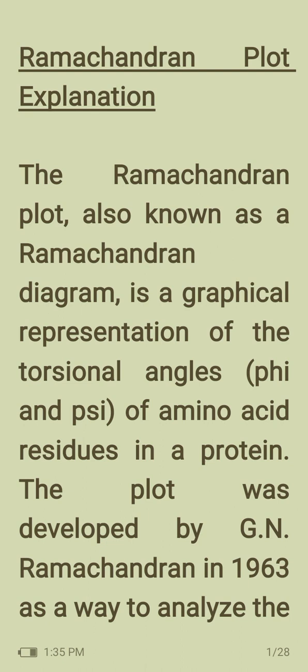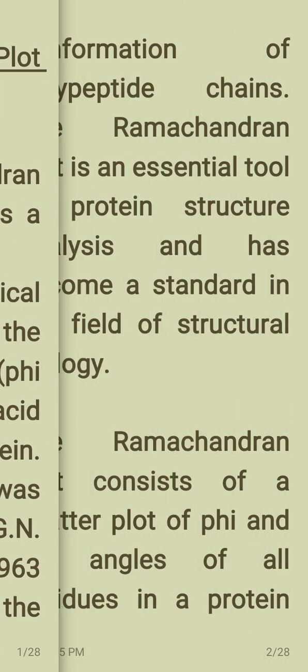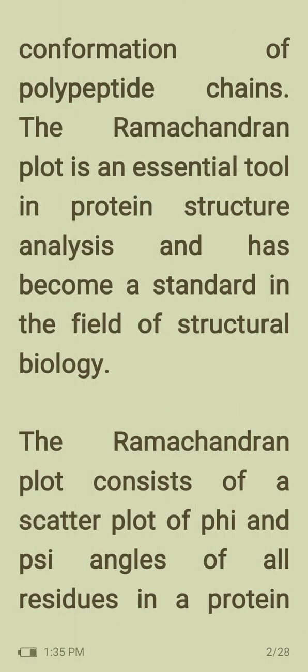Ramachandran plot. The Ramachandran plot, also known as the Ramachandran diagram, is a graphical representation of the torsional angles phi and psi of amino acid residues in a protein. The plot was developed by Dr. G.N. Ramachandran in 1963 as a way to analyze the conformation of polypeptide chains. The Ramachandran plot is an essential tool in protein structure analysis and has become a standard in the field of structural biology.